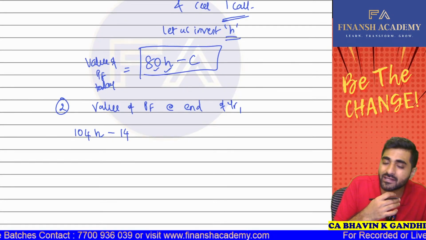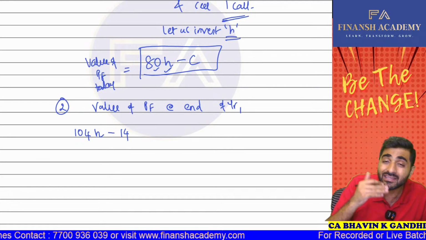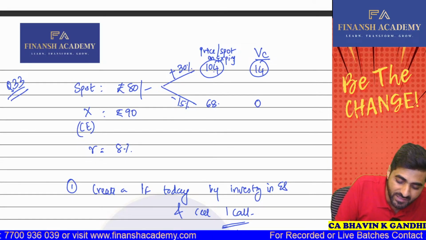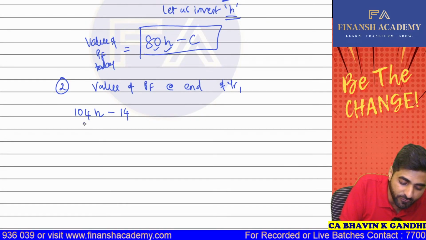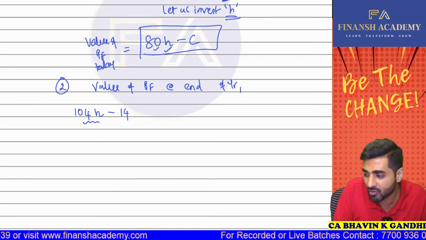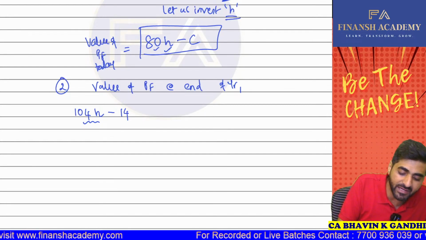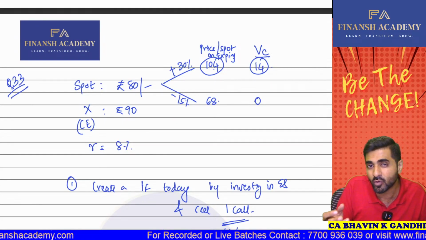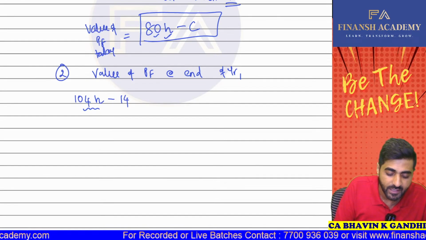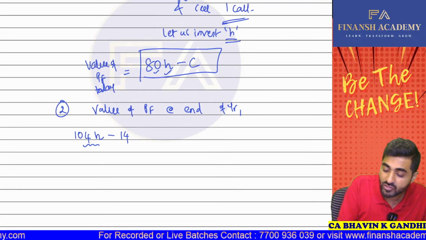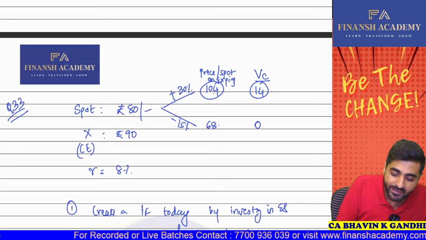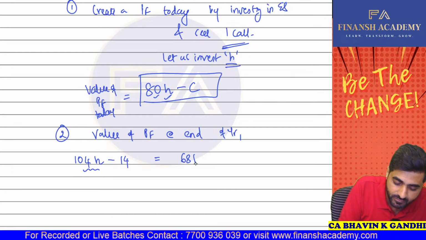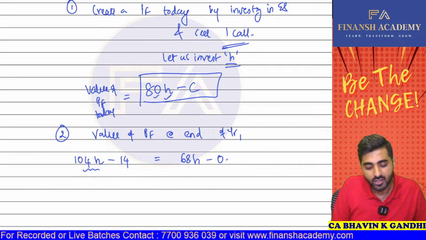What is the value of the portfolio at the end of year one? At the end of year one, the value of the portfolio when the price becomes 104 will be 104H, that is the number of equity shares which we have, minus the value of the call. The value of the call is nothing but 14 rupees. So 104H minus 14. So this should be equal to what? Can I say here it should be 68H minus 0.